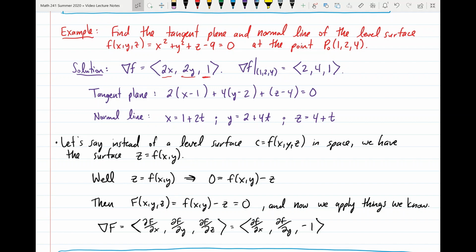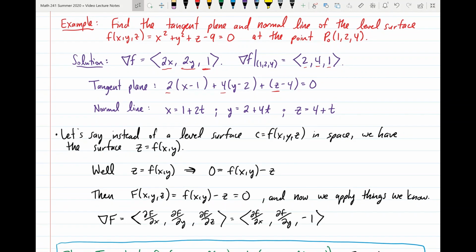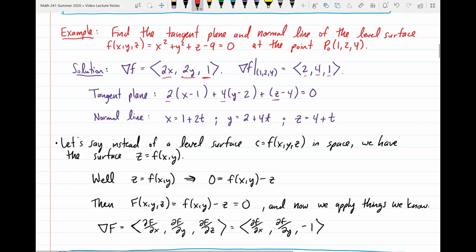And now using this fact, we can just write down equations for the tangent plane as well as the normal line. So the tangent plane is 2 times x minus 1 plus 4 times y minus 2 plus z minus 4 is equal to 0, where each of these components from the gradient is multiplying x minus x naught, y minus y naught, and z minus z naught. And then we also have our parametric equations for the normal line. So we have x is equal to 1 plus 2t, y is equal to 2 plus 4t, and z is equal to 4 plus t, where these values correspond to our point p naught, and then the coefficients multiplying t correspond to the gradient vector at the point 1, 2, 4.